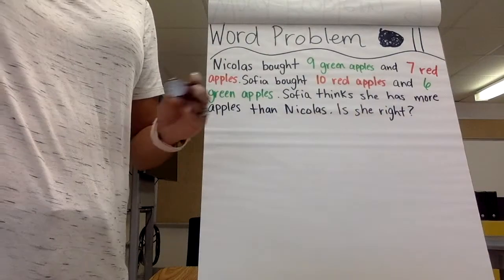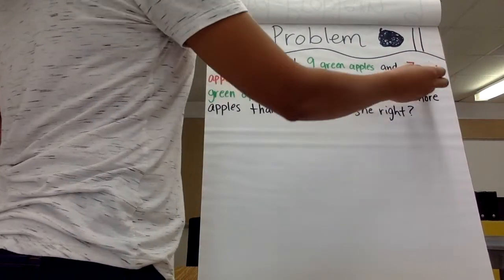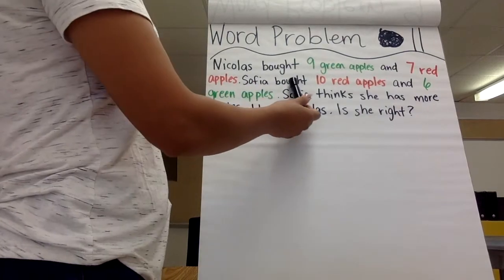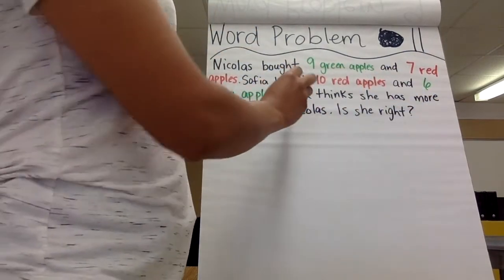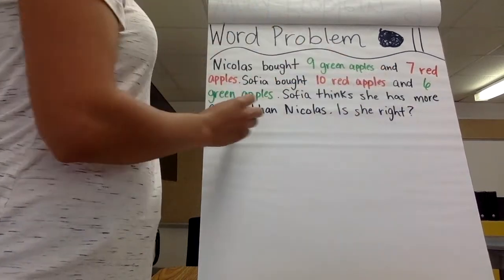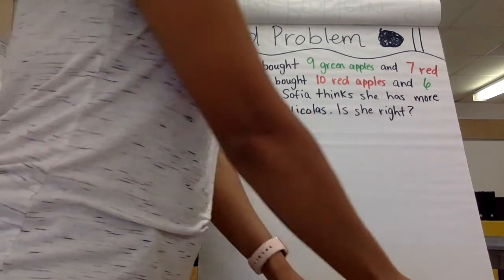Word problem 11. Nicholas bought 9 green apples and 7 red apples. Sophia bought 10 red apples and 6 green apples. Sophia thinks she has more apples than Nicholas. Is she right? So let's go ahead and get started.